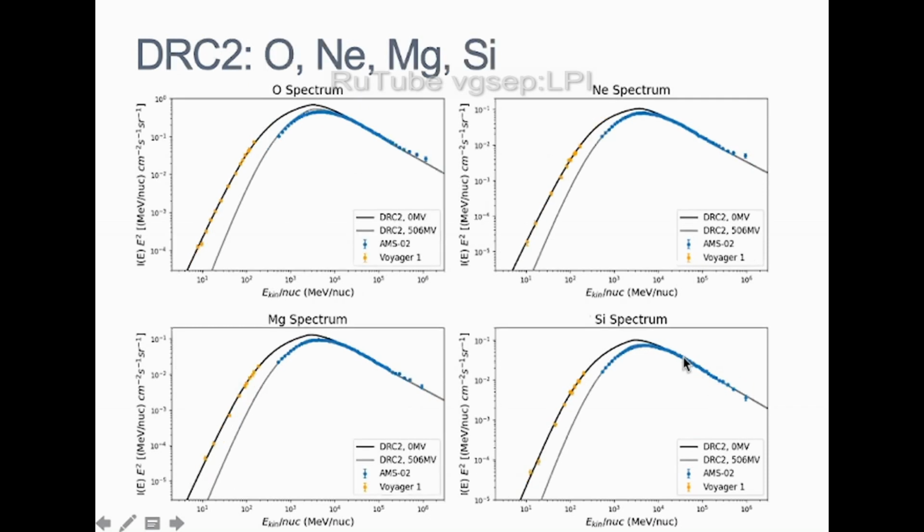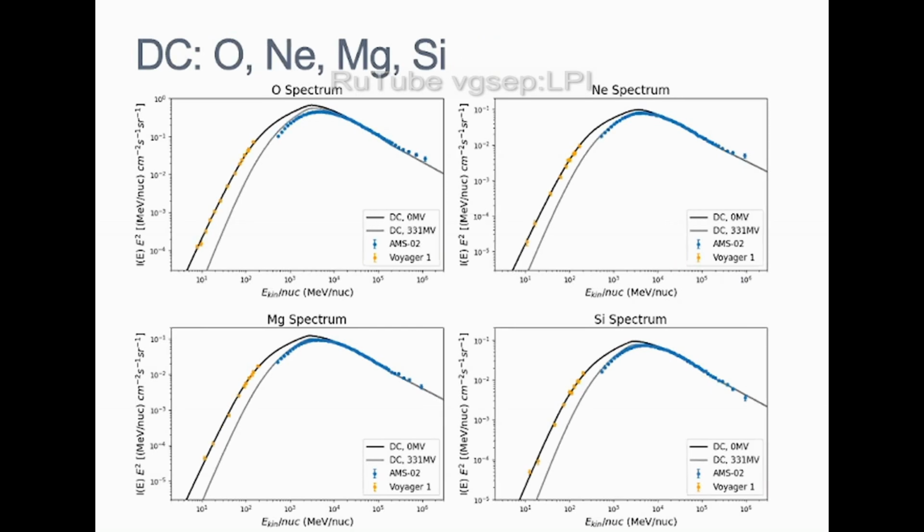Then considering some of the more massive species of oxygen, neon, magnesium, and silicon, again, looking at DRC2, we can see that DRC2 also agrees quite well with the data for these species. And again, we can compare how this performance looks to the performance of the DC model, which has several apparent issues, most notably an overproduction of oxygen when compared to much of the AMS-02 data.